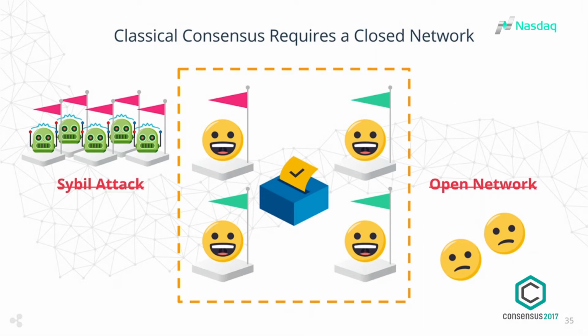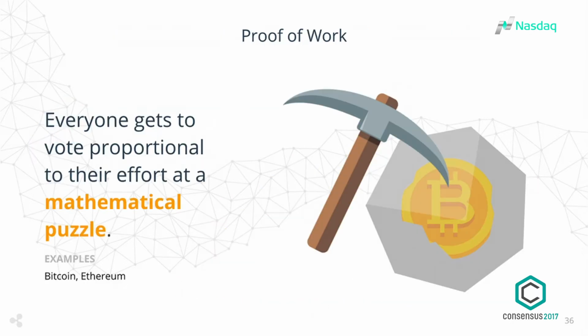And so there have been a number of new approaches that have come up following Bitcoin. So let's start with Bitcoin itself. The idea there is that you get to vote proportional to your effort at a mathematical puzzle. That's essentially what it boils down to. And again, this is the theory of it. In practice, it's a lot more complicated, but I only have 13 minutes remaining, so I can't really get into too much detail. But essentially, you get to vote based on how much power you can put into this mathematical puzzle.